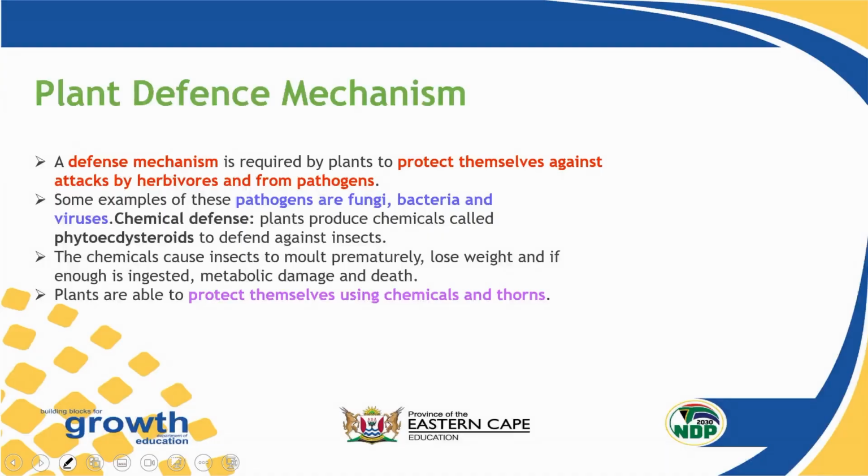Then we look at the last subtopic of this topic, which is plant response to the environment, which we refer to as plant defense mechanisms. Plants have a way of defending themselves. In other words, they have a way of protecting themselves, more especially from herbivores. Remember, plants are eaten by herbivores, and they are also protecting themselves against pathogens. How do they do this?